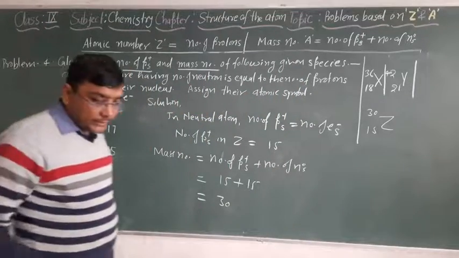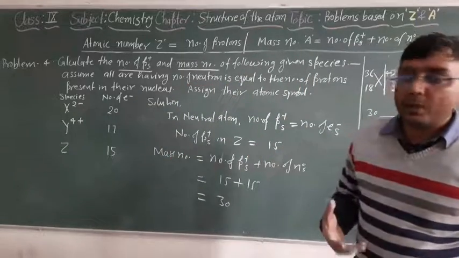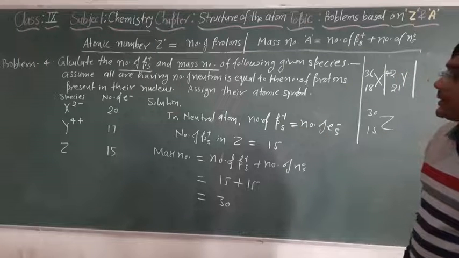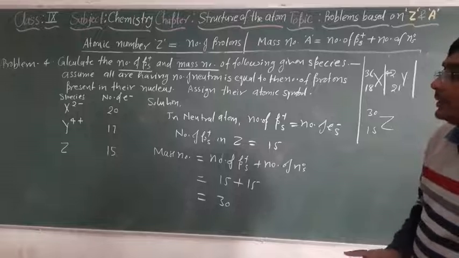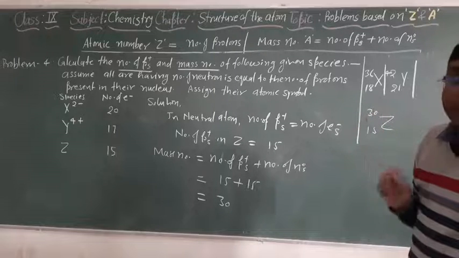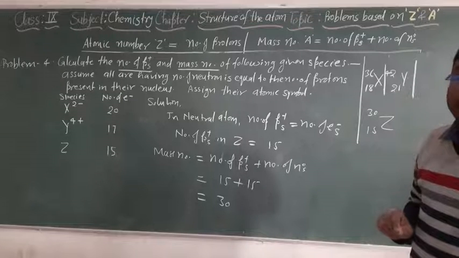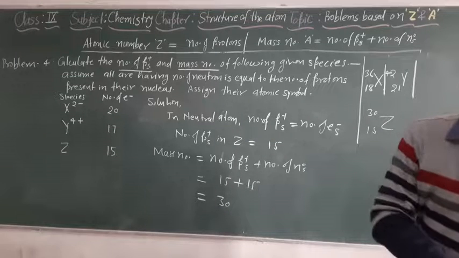So now in this video I solved some basic problems which are based on atomic number and mass number, and how to find out the atomic number for negative ions or positive ions if the number of electrons is given. Clear? So another question.